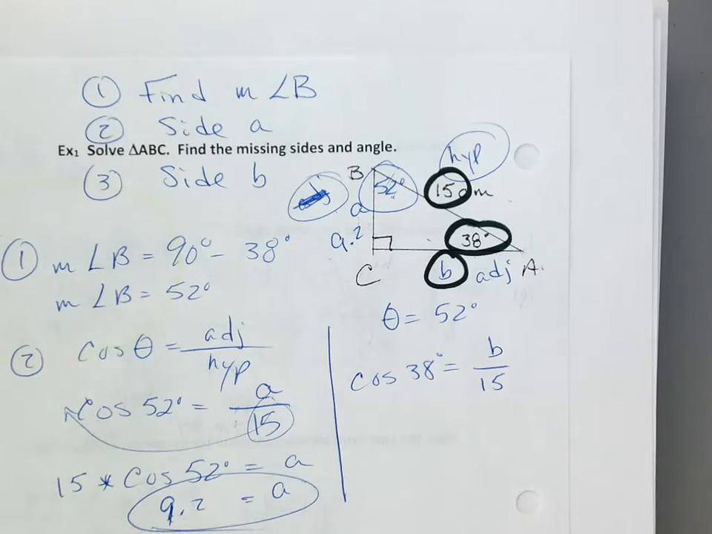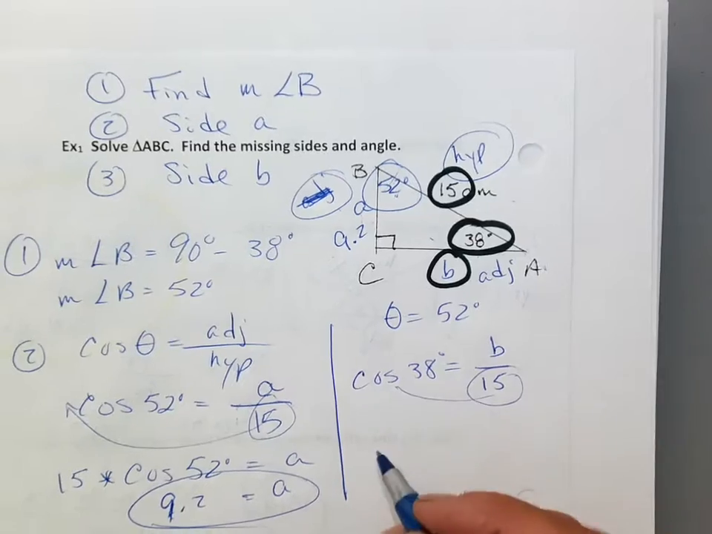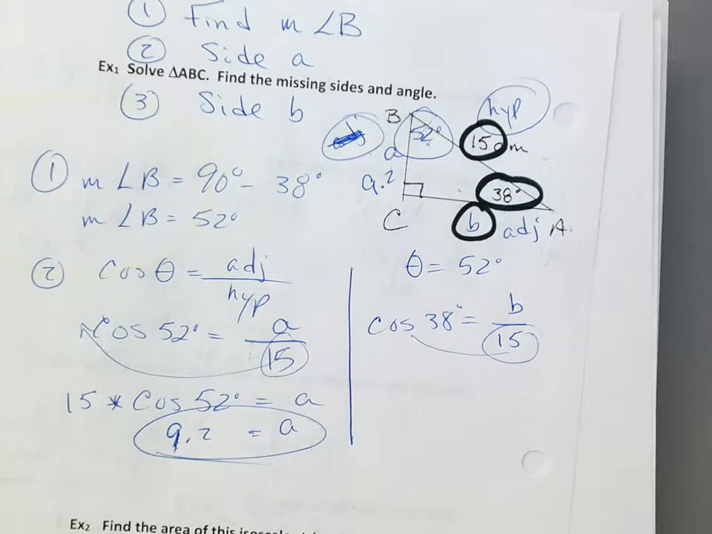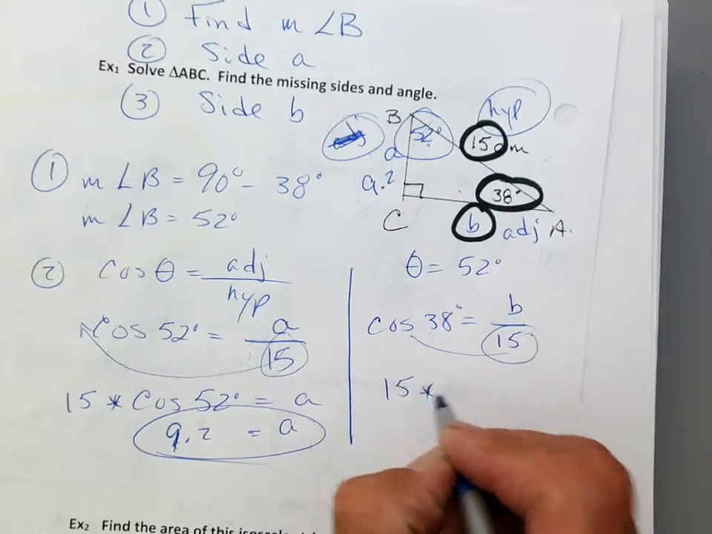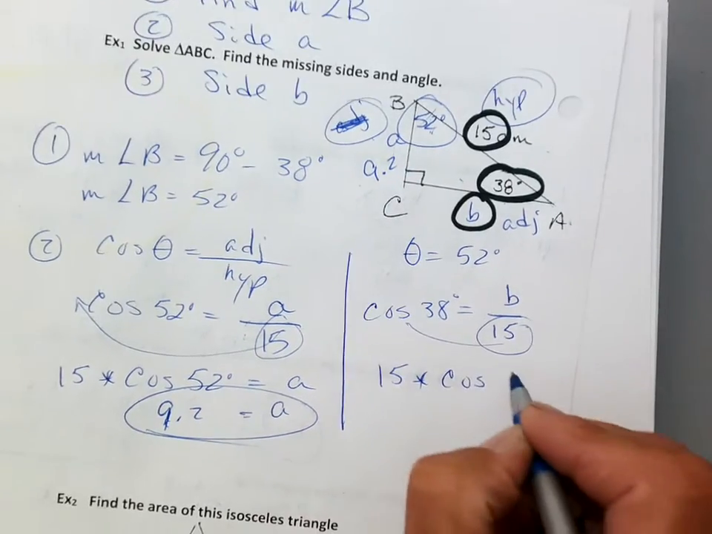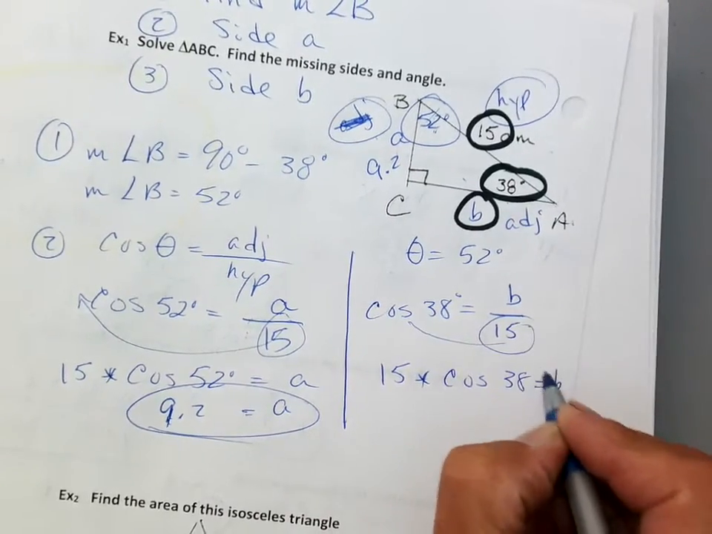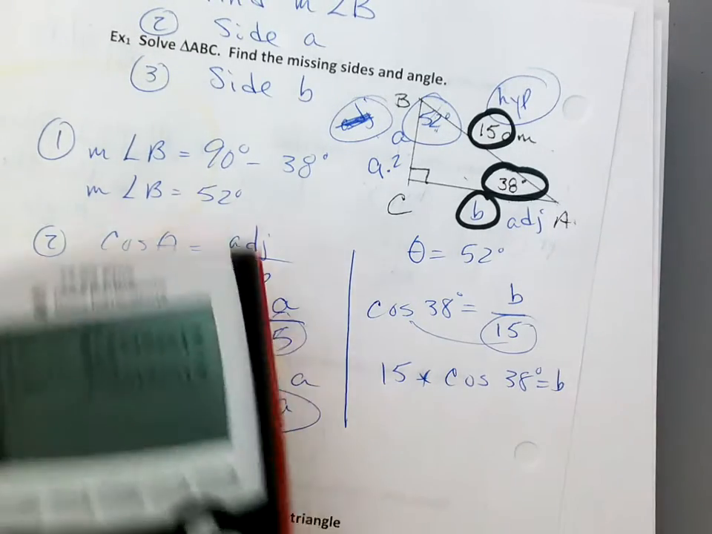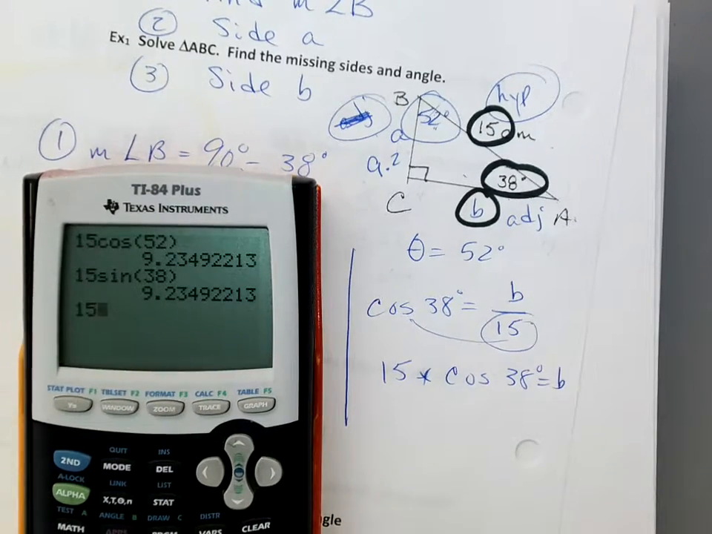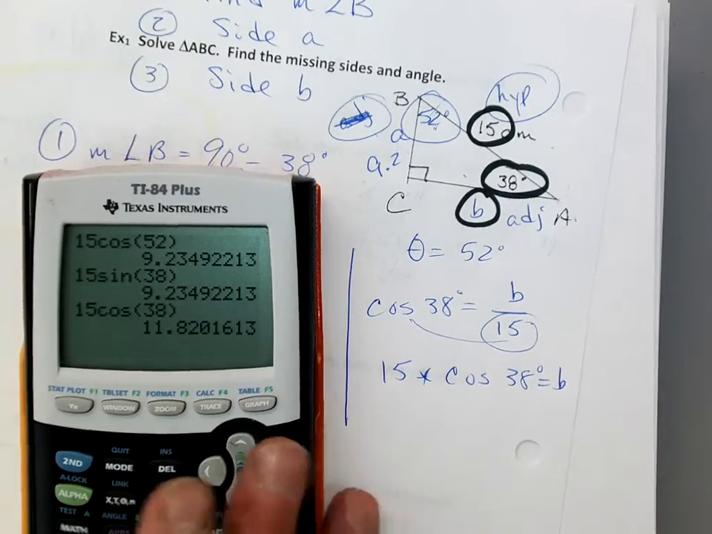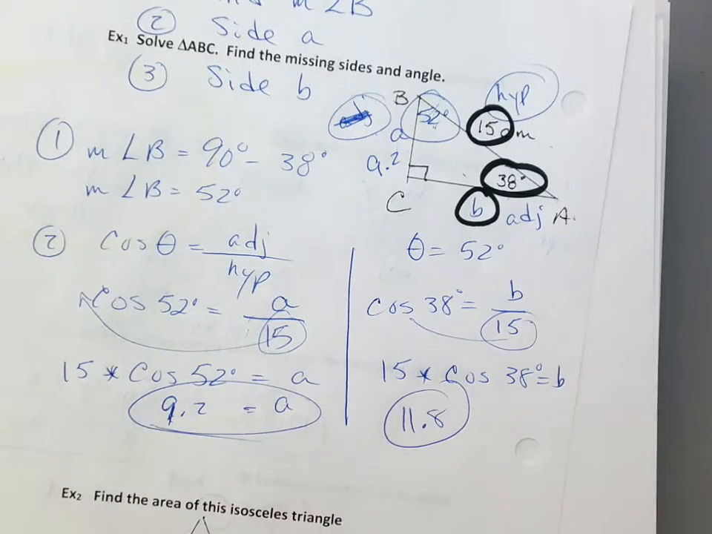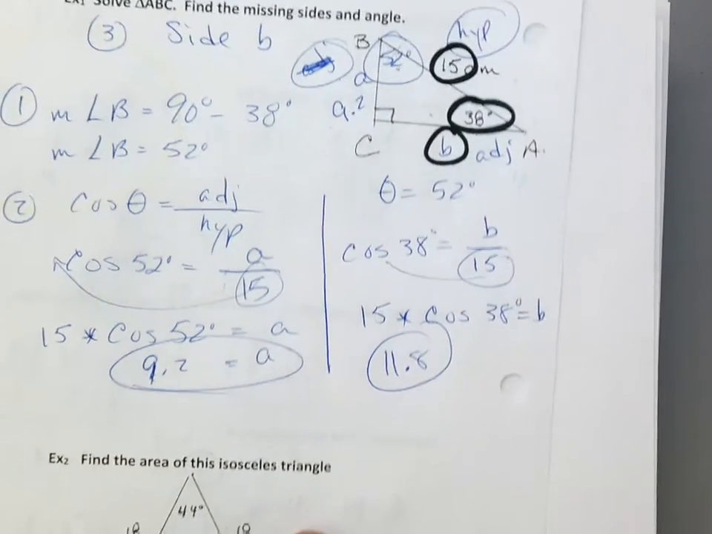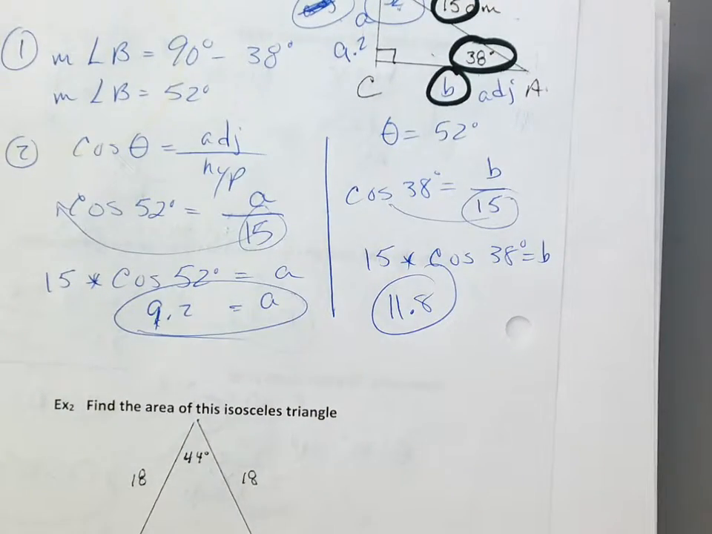We'll bring up the 15, multiply it up. I think this is faster than Pythagoras' theorem. I really do. So I've got 15 times cosine of 38 is equal to B. And I'm just going to use my calculator. I go 15 times the cosine of 38, and I get an answer of about 11.8. Okay, we're almost there. This is not that bad. You guys agree? As long as you pay attention.